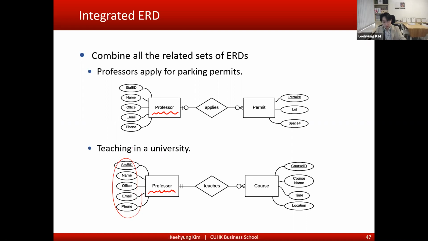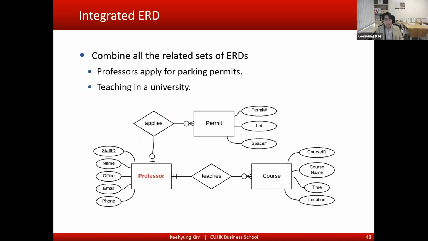As you see, all the attributes are also the same, right? So we combine these 2 together. There is no need to have a separate professor entity. If you have 2 different entities representing the same information, then it's data redundancy. So we don't need to do that. We simply remove one and combine them together. So we make it as something like this.